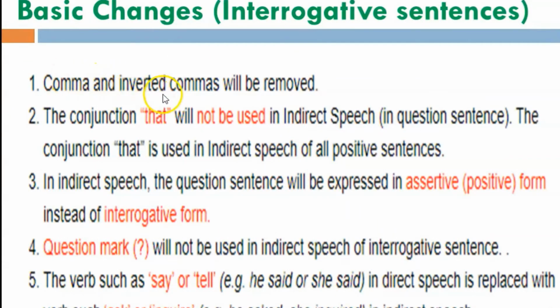Comma and inverted commas will be removed. Second, the conjunction "that" will not be used in interrogative sentences, as you have already learned. Third, the question mark will be replaced by a full stop at the end of the sentence. Fourth, the question mark will not be used. And the last one is that verbs such as "say" or "tell" will be replaced with verbs such as "ask" or "inquire". So according to the situation we will change these verbs.